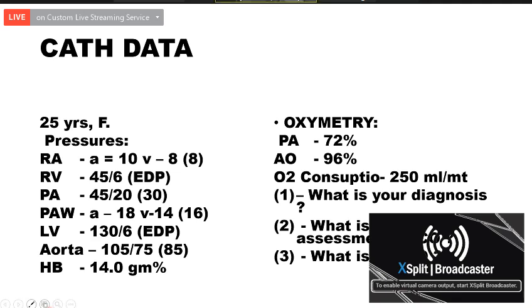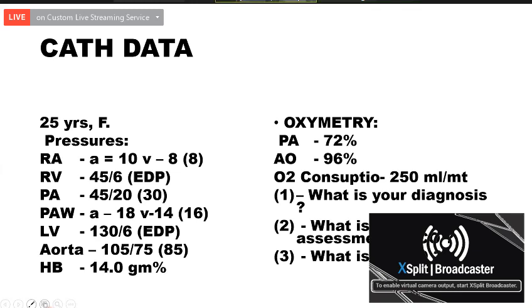Gradient across the mitral valve is at least 10. Okay, right. And aortic pressures are 105 by 75. The LV to aorta gradient is around 25 millimeters of mercury. What is the significance? Up to 15 can be passed off as normal. More than 15 is borderline.